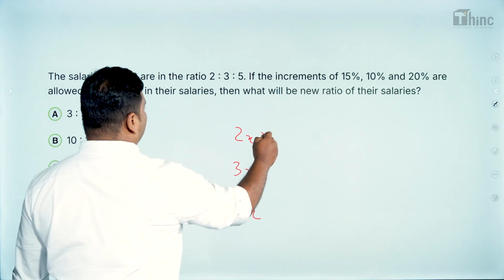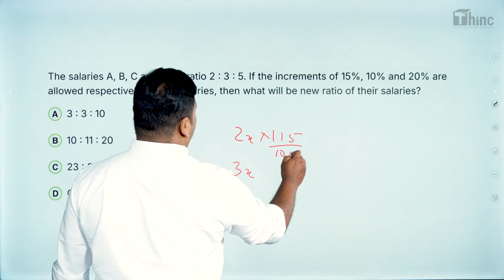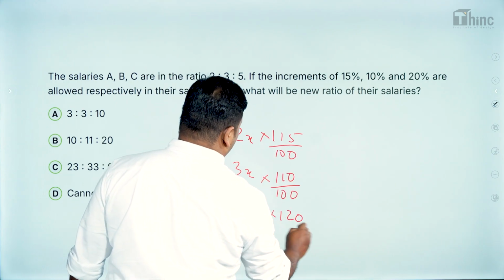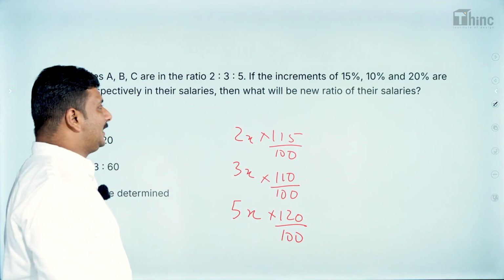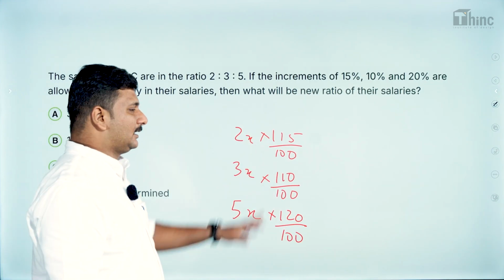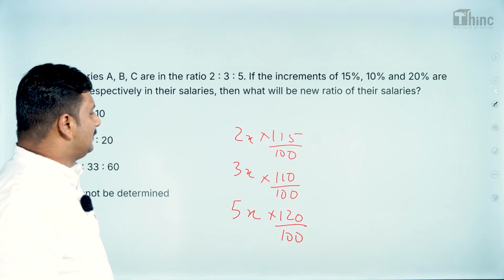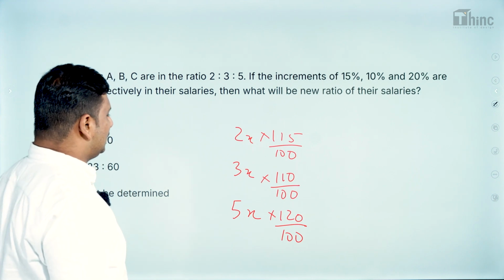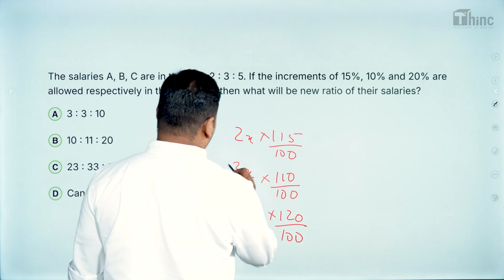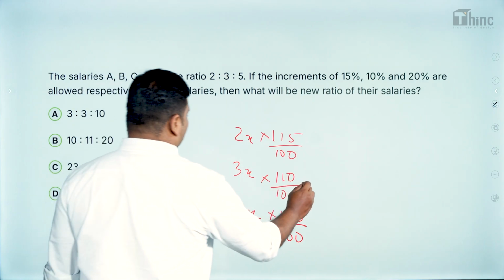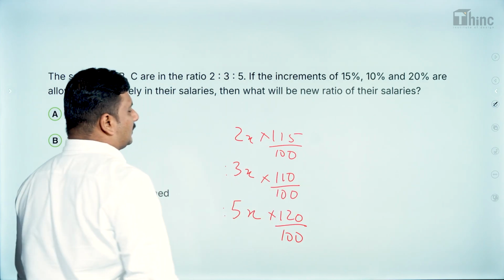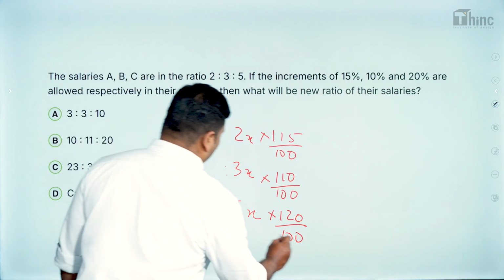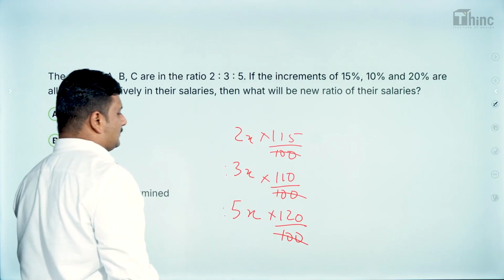So there is an increase of 15%, 10% and 20% in the salaries, right? So we know that to increase a number by 15%, we'll multiply it with 115 by 100. To increase a number by 10%, we'll multiply it with 110 by 100. To increase a number by 20%, we'll multiply it with 120 by 100. So we need to find the ratio of these. When we find the ratio of these numbers, we'll cut off the common things. So we can cancel 100 off from all the numbers.